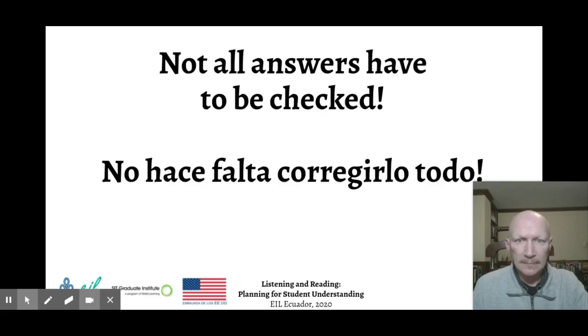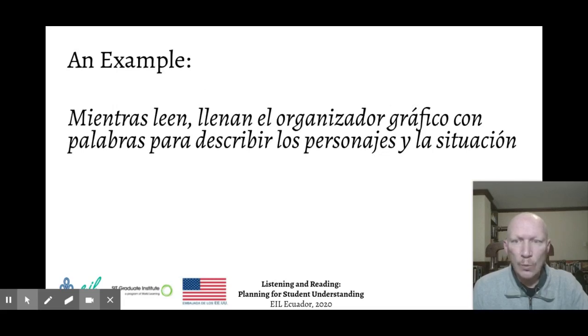Another thing to have in mind is that not every answer has to be checked. I think of the earlier class where, when the students were reading, they had to fill in a graphic organizer to describe the personalities and the situation of the characters. A graphic organizer is a great way to show understanding, but I don't really have to correct all the answers in any detail for that. It's something that students are doing for themselves, so I really don't have to do anything with this one.